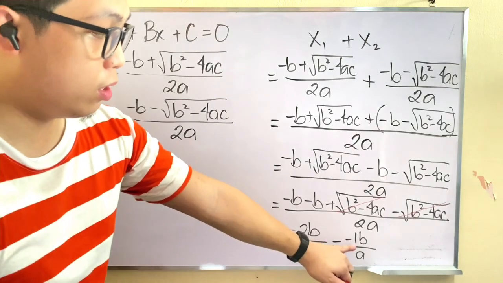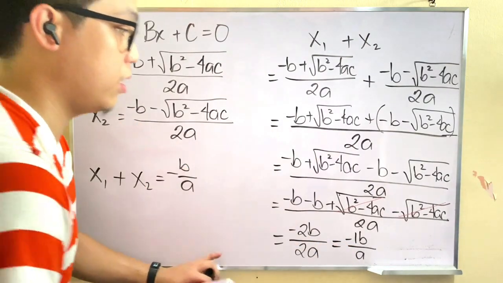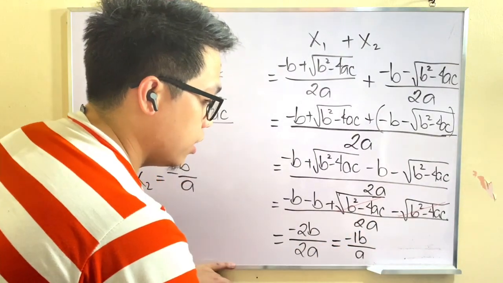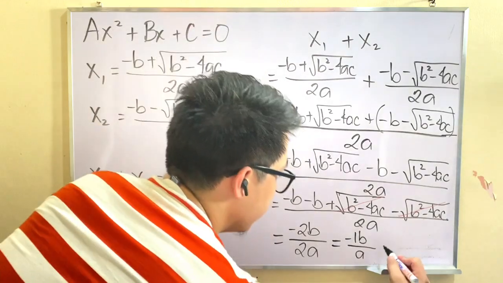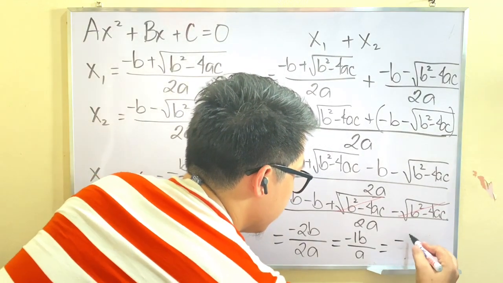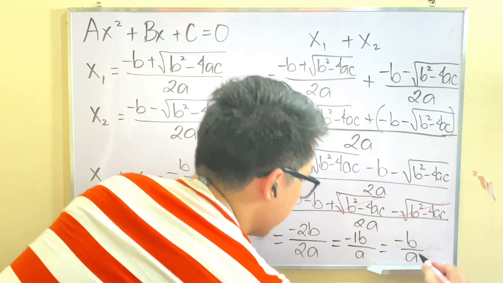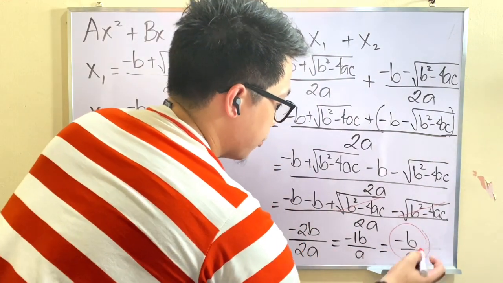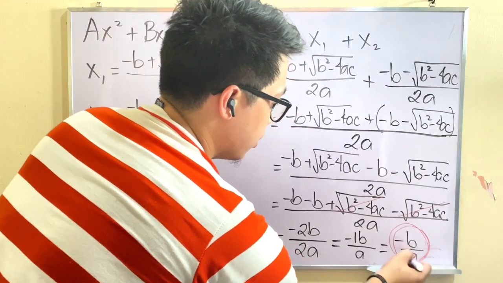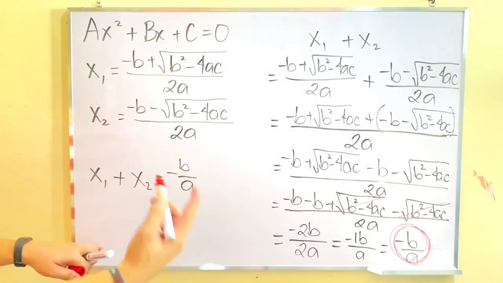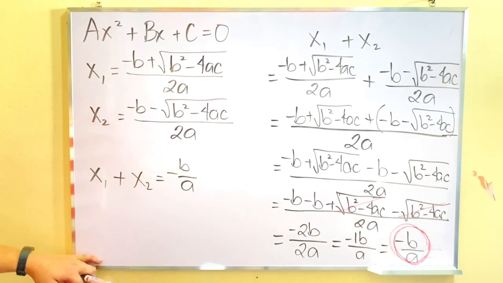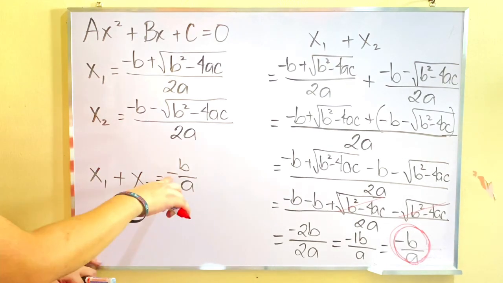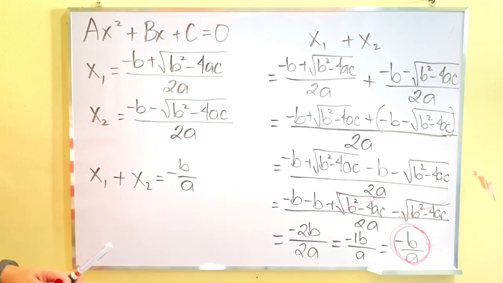So, tama ba na isulat ko pa yung 1? Hindi na natin siya dapat isinusulat kasi understandable na meron siyang 1. So, equal siya sa negative b over a. So, kung makikita nyo, na-derive natin or nalaman natin saan nag-start or saan nakuha ang formula ng sum of the roots of a quadratic equation, which is negative b divided by a.